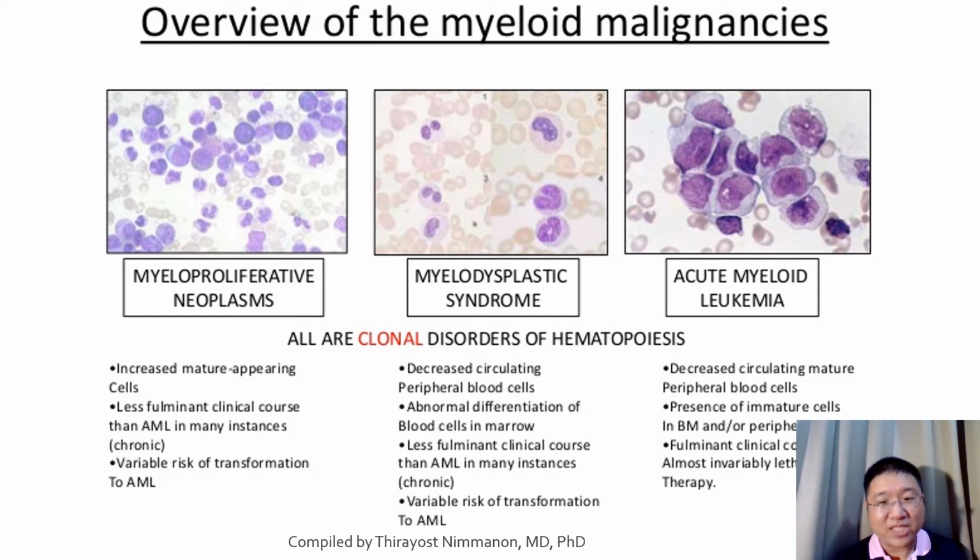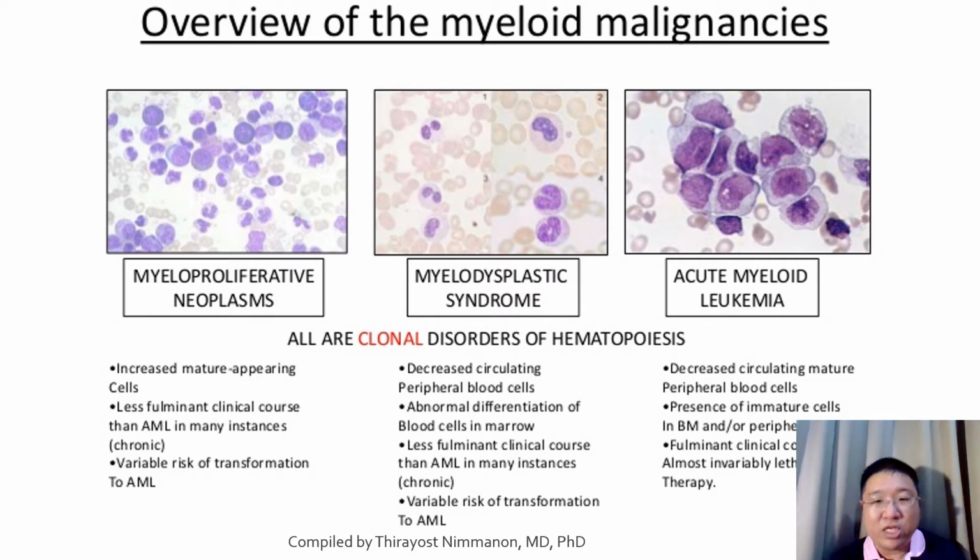And there is variable risk of transformation into acute myeloid leukemia. For myelodysplastic syndrome, there are decreased circulating peripheral blood cells. There is abnormal differentiation of blood cells in the marrow. The clinical course is less prominent than AML, and there is variable risk of transformation to AML, acute myeloid leukemia.